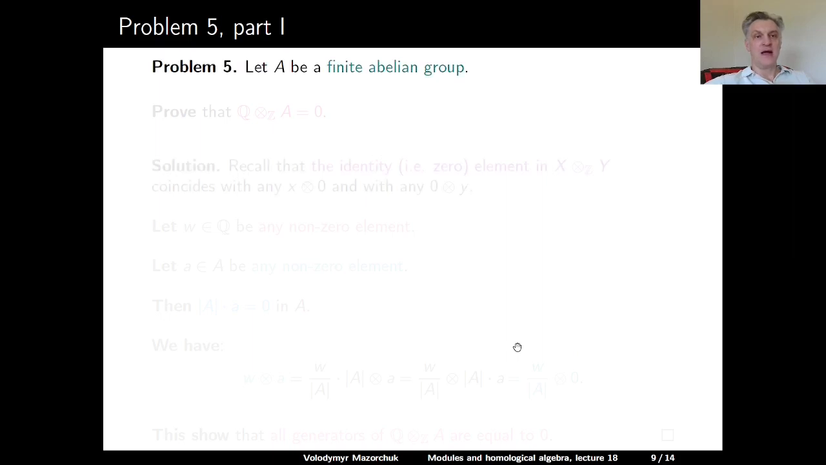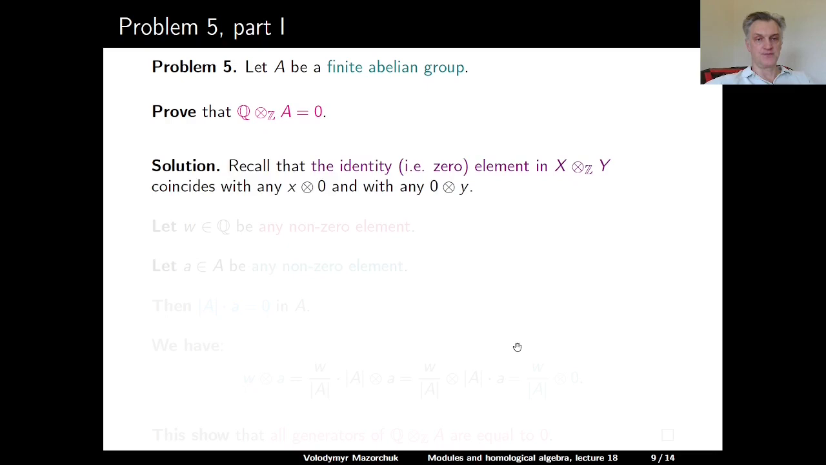Problem 5. Let A be a finite abelian group. Prove that the tensor product of A and Q, where Q is the group of all rational numbers under addition, is 0. Solution. Recall that the identity element in the tensor product of two abelian groups X and Y coincides with any generator of the form x tensor 0 and with any generator of the form 0 tensor y, where x and y are elements in X and Y correspondingly.